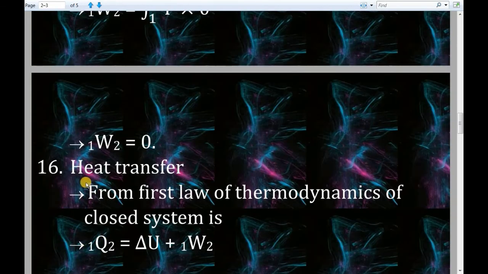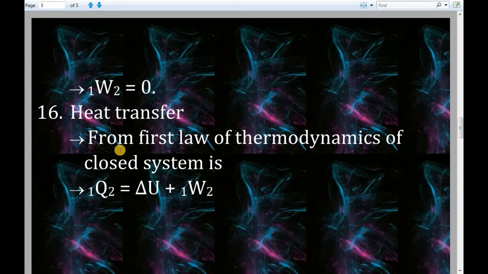Now we will find the value of heat transfer during a constant volume process. For finding the value of heat transfer, we will apply the first law of thermodynamics of a closed system, and the formula is 1Q2 is equal to ΔU plus 1W2, where 1Q2 is the total heat transfer happened between state 1 and state 2, and ΔU is the change in internal energy.